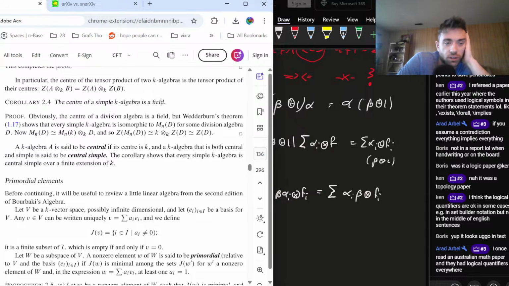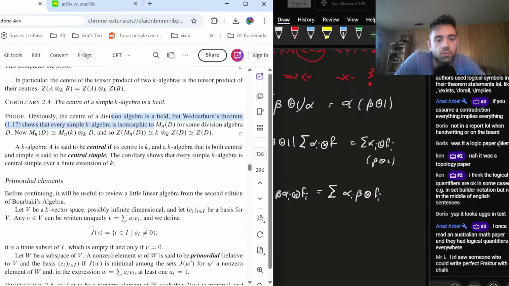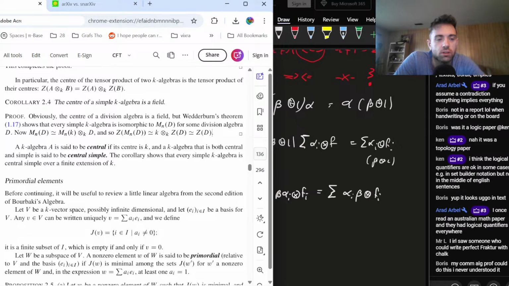Previously, the center, obviously, what am I smoking this morning? The center of a division algebra is obviously a field, but Wedderburn's theorem shows that every simple k-algebra is isomorphic to this for some division algebra, and now this is isomorphic to this. And the center of this is this, which is isomorphic to the center of D, the center of the division algebra. Wait, so what was the takeaway there? Hang on.